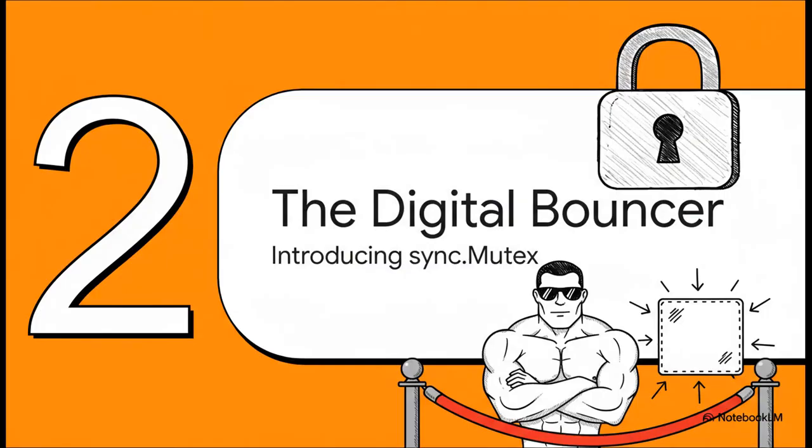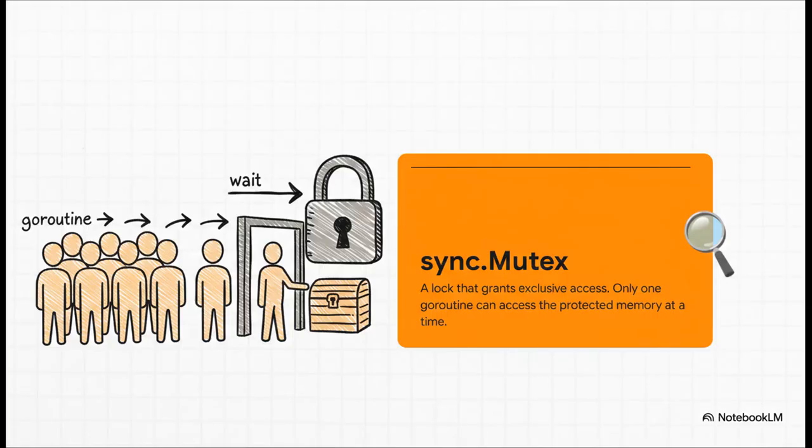Okay, so how do we fix this? When you're not trying to pass data between Go routines, but you're trying to protect a shared piece of memory, like a cache, a channel isn't really the right tool for the job. No, what you need is a lock. You need, well, a digital bouncer. And that brings us to the sync.Mutex.